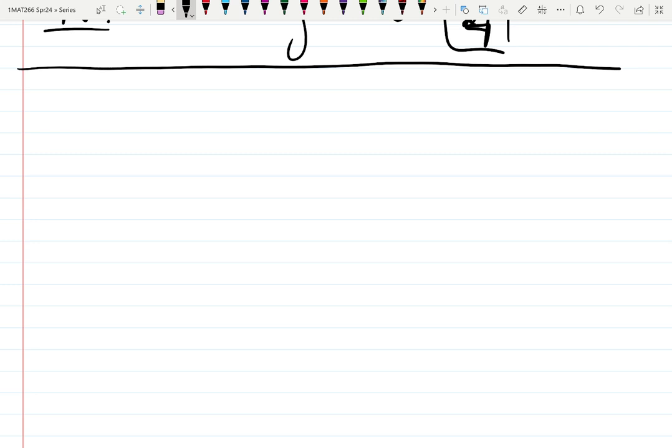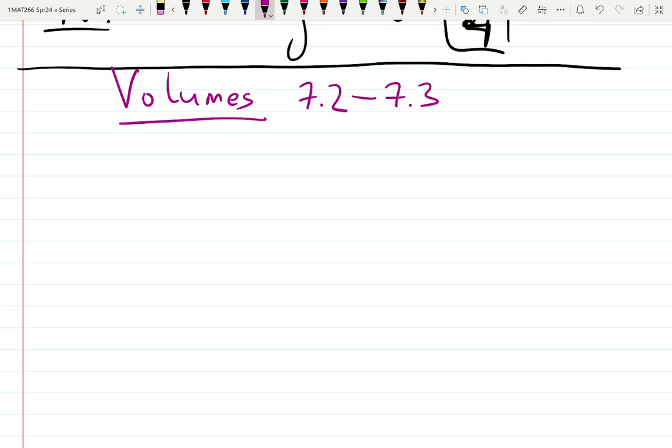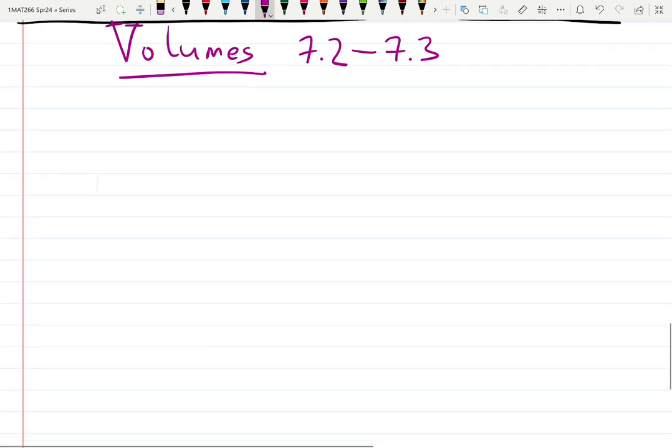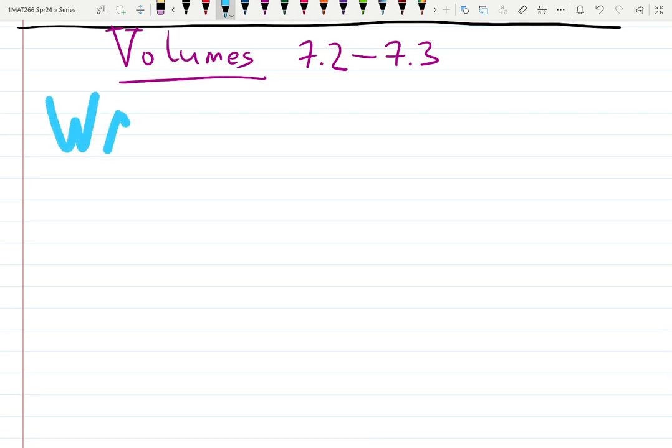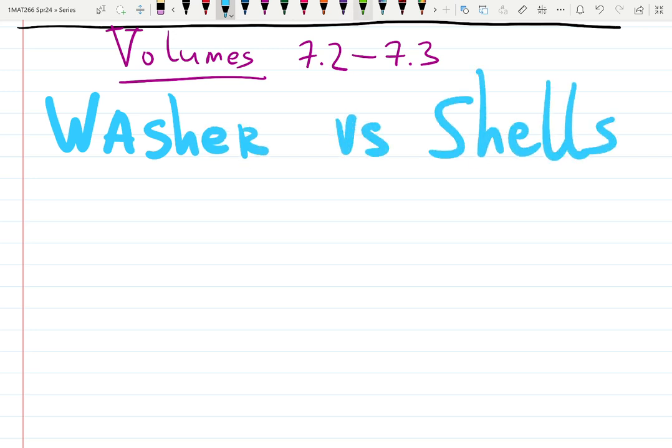So let's do that. Let's start with volumes, which is 7.2 and 7.3. I'm not skipping 7.1. 7.1 is area between graphs, and it is part of 7.2, 7.3, so I'm going to naturally review it at the same time. I'm talking about washers versus shells. What happened with disks? Disks are part of washers. A disk is a filled-in object, while a washer is a ring. So it's a disk with another disk inside. Disk minus disk. Solid minus empty.